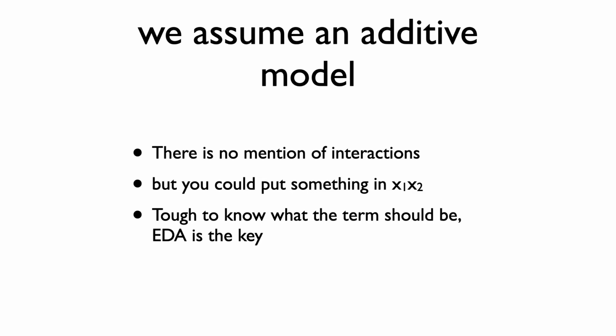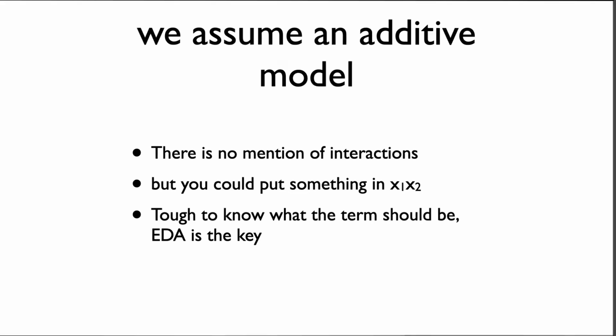So as we were talking about last time, or if you're watching this on YouTube, merely seconds ago, we're picking our predictors for a model, and we're looking at the assumptions of regression in general. There's no mention of interactions, as I mentioned moments ago on YouTube or 2 days ago in class. You could always put something in, x1 x2. Hard to know what that term should be. Exploratory data analysis might be the key. It's often the key. I think I've been harping on that since day one.